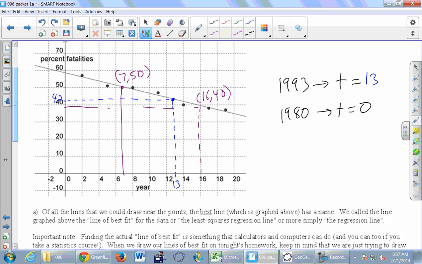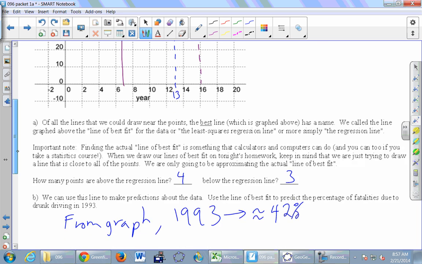But I'm highlighting again, you are not picking points that are plotted. You're not picking points from the chart, you're picking points that look like they're on the line. Okay, let's use these 2 points, (7, 50) and (16, 40).